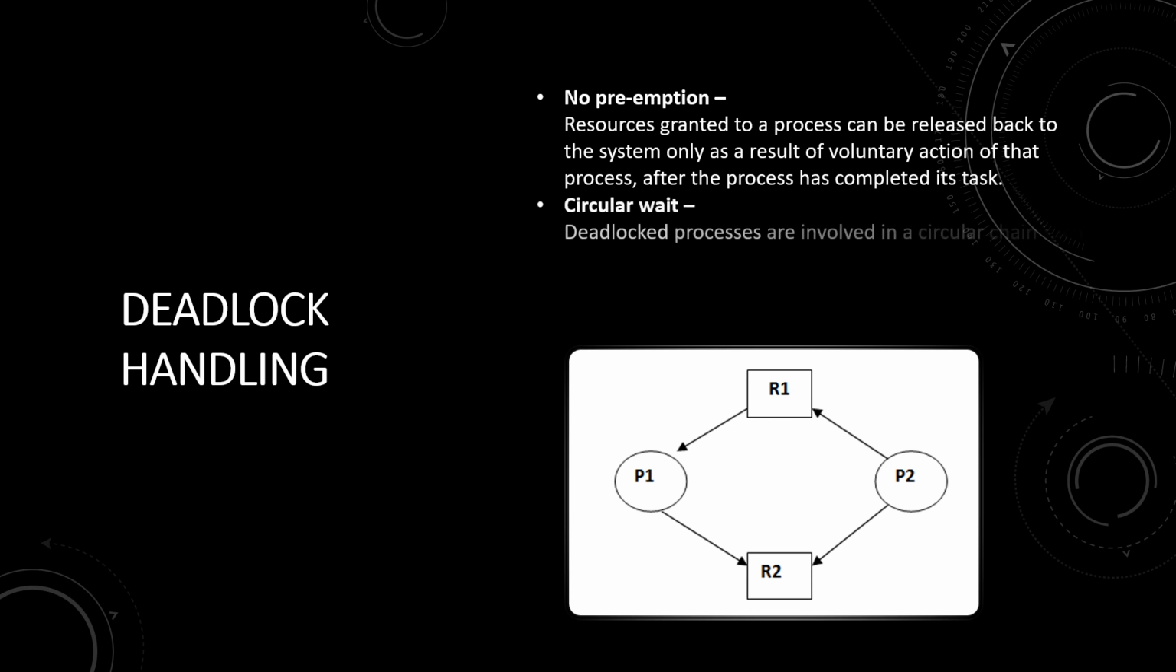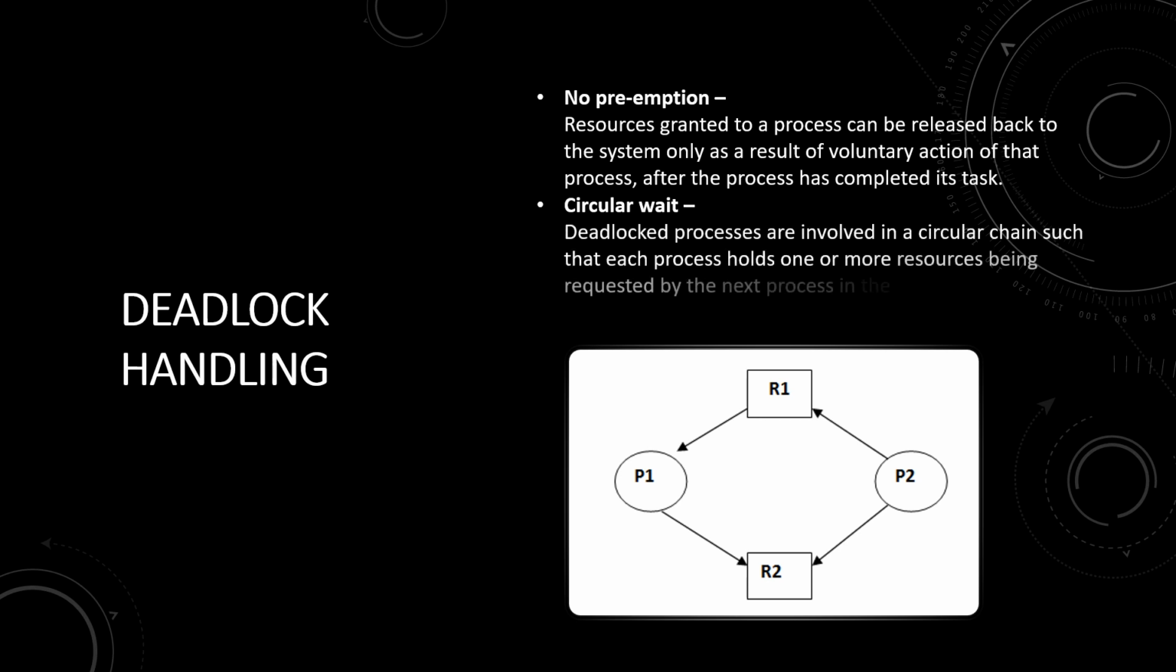Circular wait. Deadlocked processes are involved in a circular chain such that each process holds one or more resources being requested by the next process in the chain.